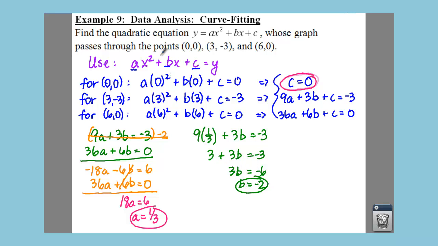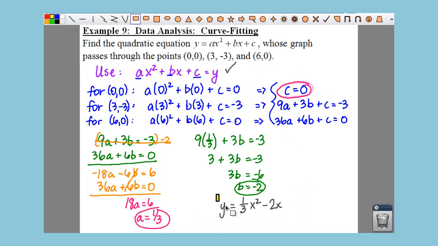So if those are your values, we have the equation. If we want to use this up here, we're going to say y is equal to 1/3 x squared, that's your a, minus 2x, and if you put a plus 0 back here, that doesn't really make sense because you never add 0. That is going to end up being your equation.